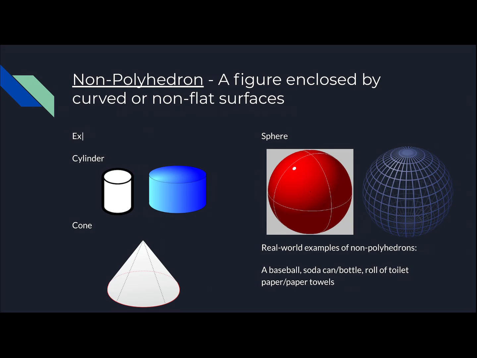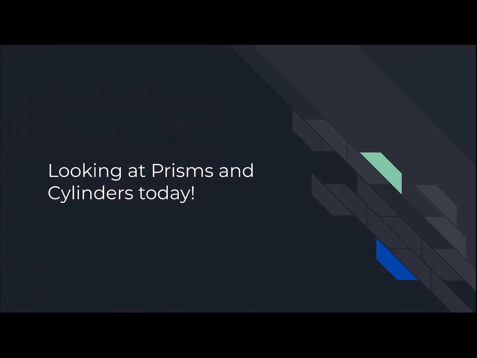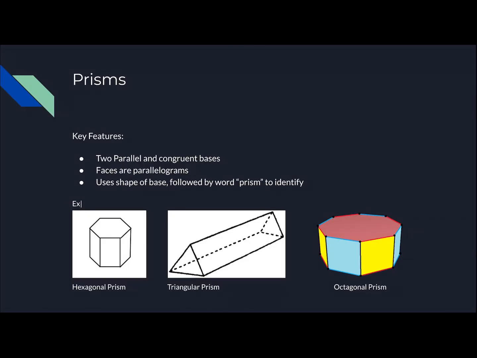Okay? All right. So we're going to look at prisms and cylinders today. That's our big emphasis, and the reason why is because they're actually very similar. So, prisms, some key features. Prisms are made of two parallel and congruent bases, okay? So there are two different parts to them.